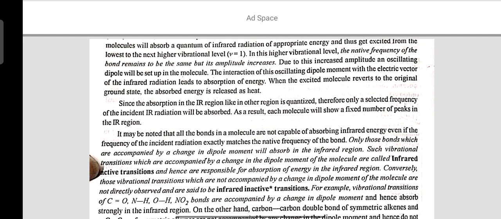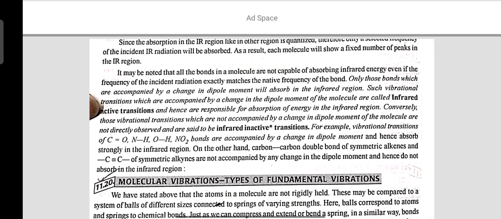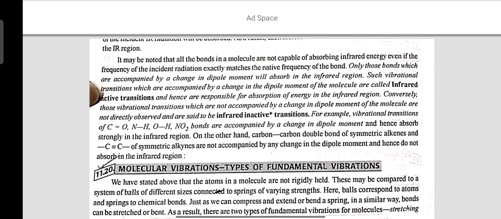Since the absorption in the IR region, like in the other regions, is quantized, only selected frequencies of the incident IR will be absorbed. As a result, each molecule will show a fixed number of peaks in the IR region. It may be noted that all the bonds in a molecule are not capable of absorbing infrared energies, even if the frequency of the incident radiation exactly matches the native frequency of the bond.